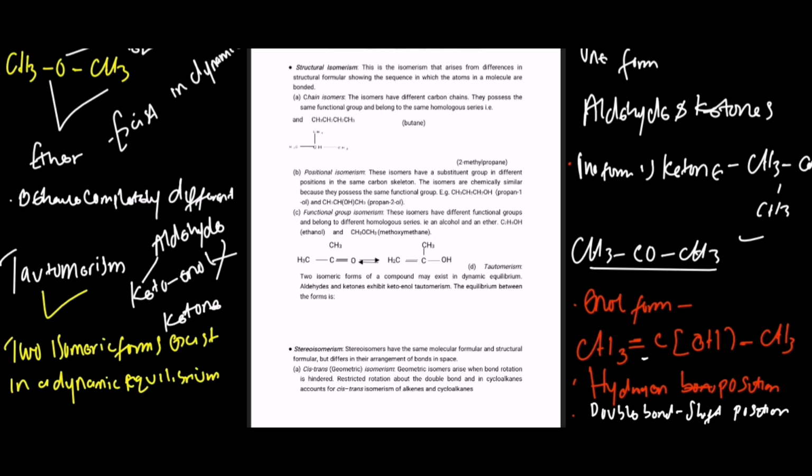They exist in dynamic equilibrium altogether. Yes, they are constantly interchanging. That's what's happening in tautomerism. It's just a special type of isomerism.